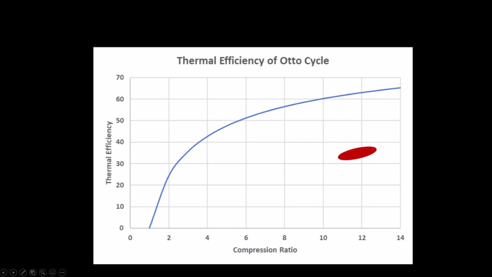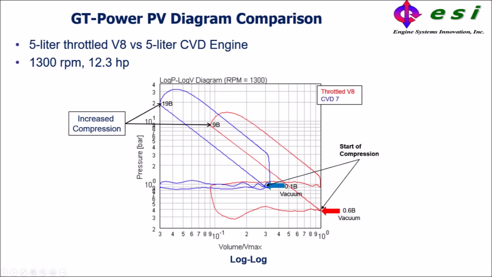The red area is where today's engines run at their most efficient points near maximum torque. Mentally extrapolate this down to where throttled engines run at low loads, where the real compression ratio is only 3 or 4. There is a huge loss caused by the throttle which often gets overlooked.